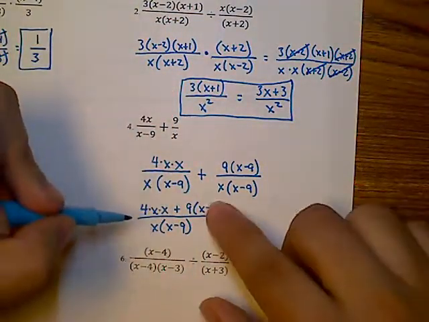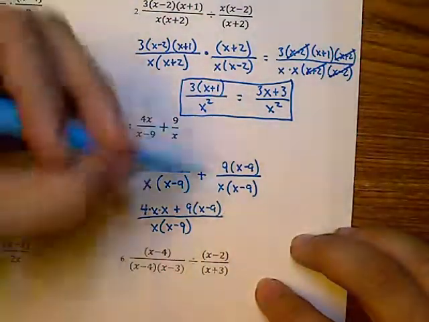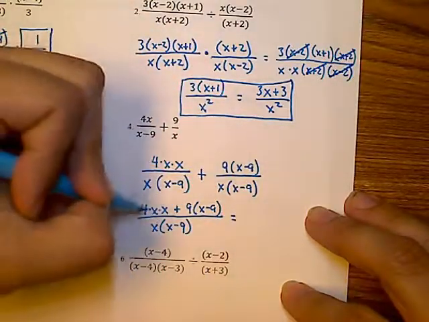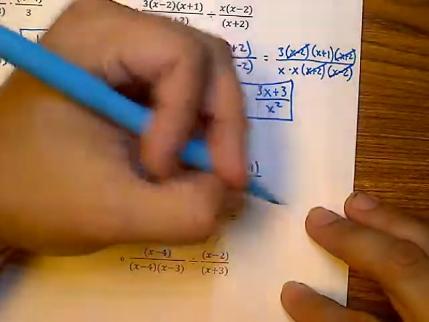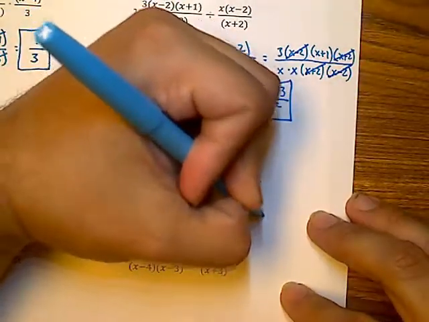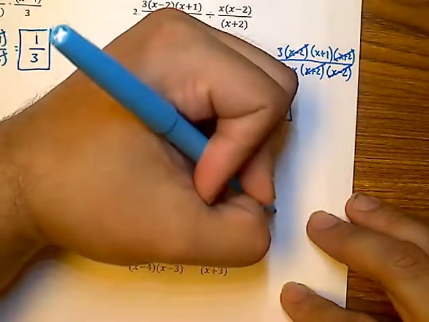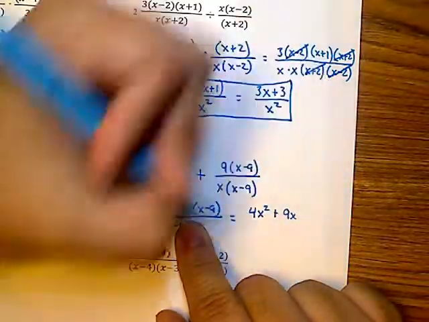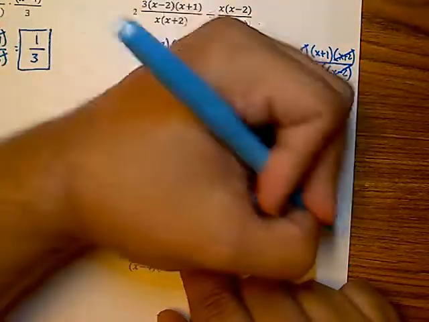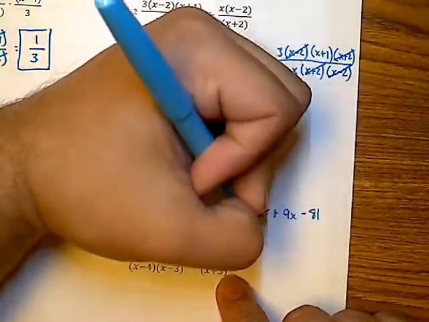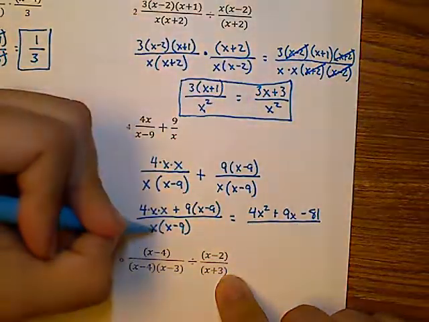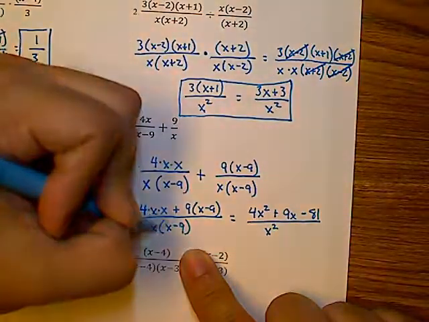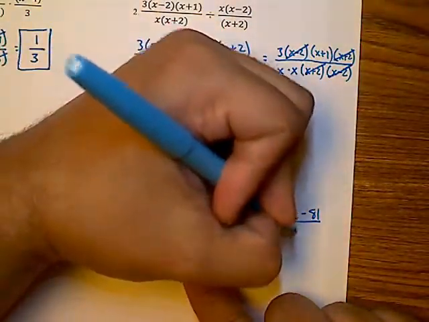The next thing is that we're going to simplify our numerator. So I'm going to put everything together and do all of our distribution as necessary. 4 times x times x is 4x squared. It's going to be added to, let's distribute, 9 times x is 9x. 9 times negative 9 is negative 81. All divided by, I'm going to distribute this one as well. x times x is x squared. x times negative 9 is negative 9x.